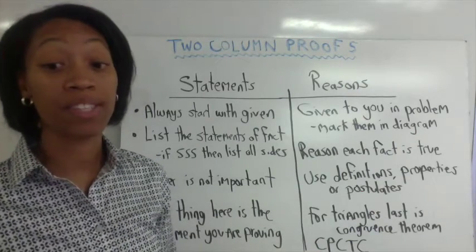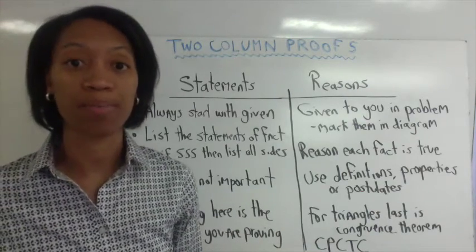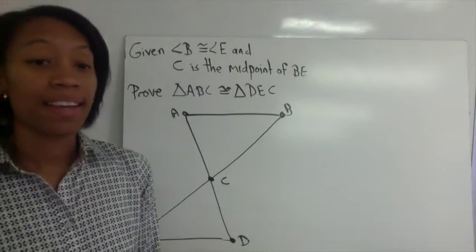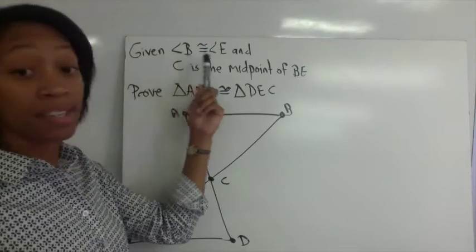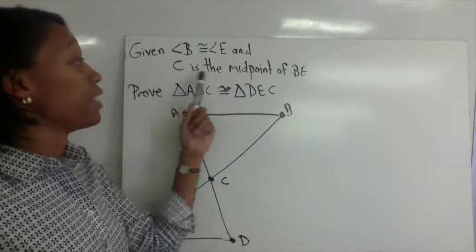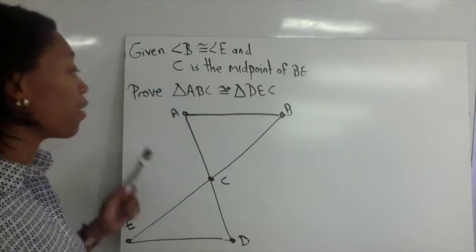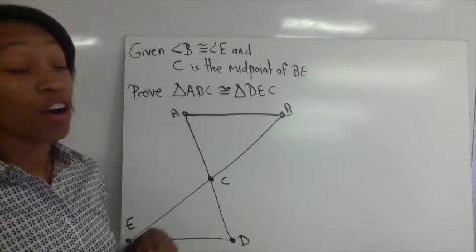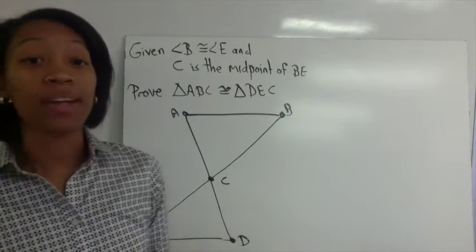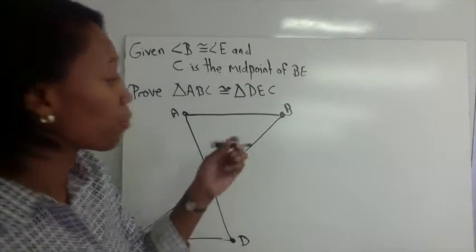Let's look at a couple of examples of writing these proofs. Okay, in this example, we are given that angle B is equal to angle E, and that C is the midpoint of BE, and they're asking us to prove that the two triangles on top and bottom here are congruent. So we're going to set up our two-column proof.